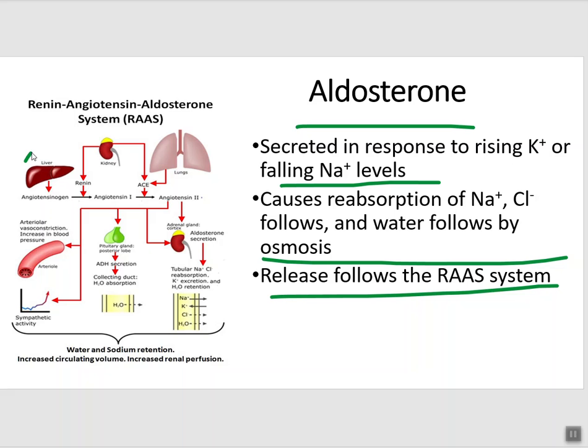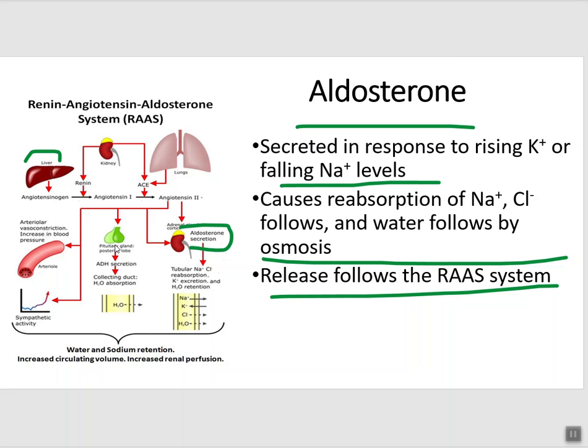Angiotensinogen is made by the liver. The kidneys, for whatever reason, are going to release renin. Renin is going to change angiotensinogen into its active form, angiotensin 1. Angiotensin 1 in the lungs, angiotensin converting enzyme, ACE, is going to convert it into angiotensin 2. Angiotensin 2 is going to go to the adrenal cortex. We've already seen about the aldosterone.